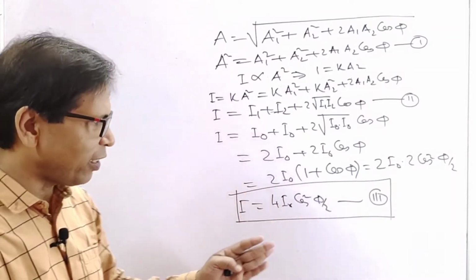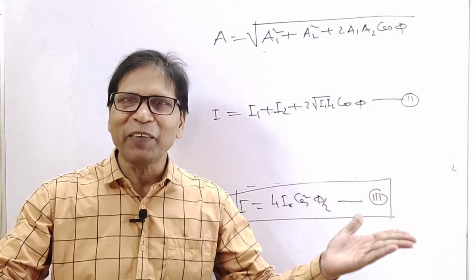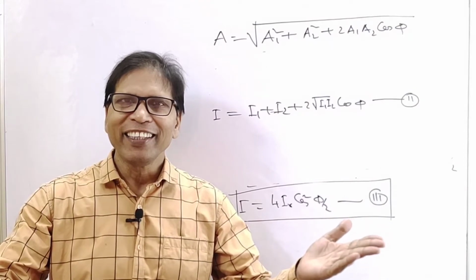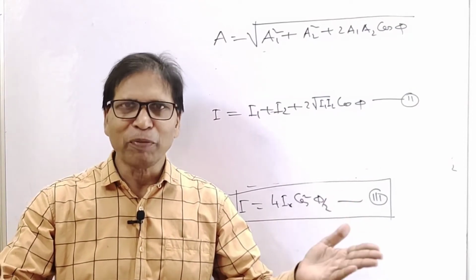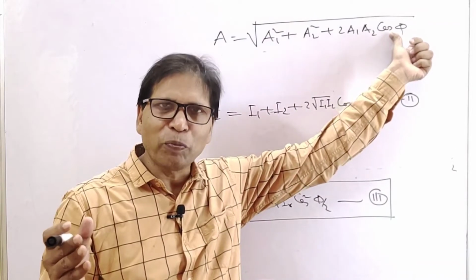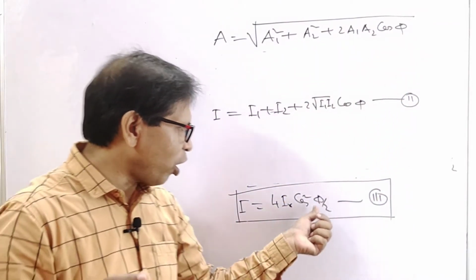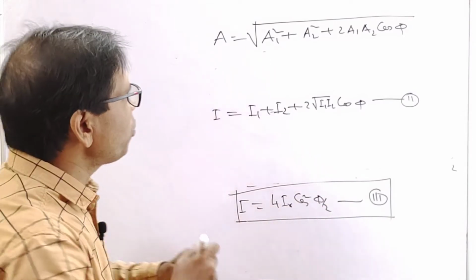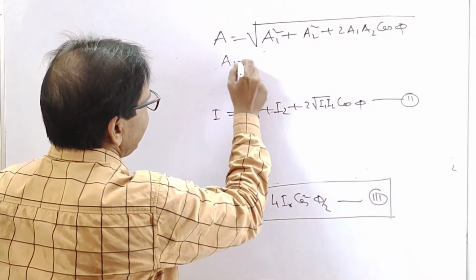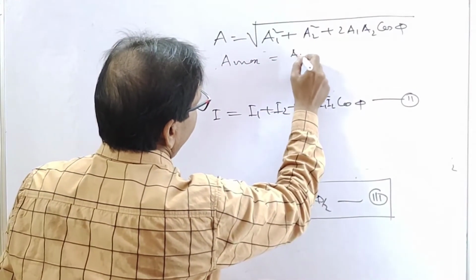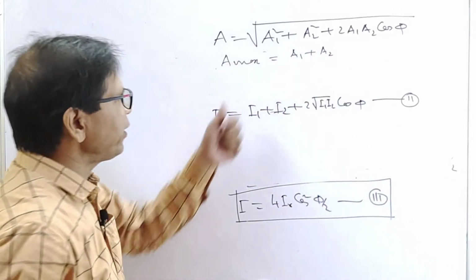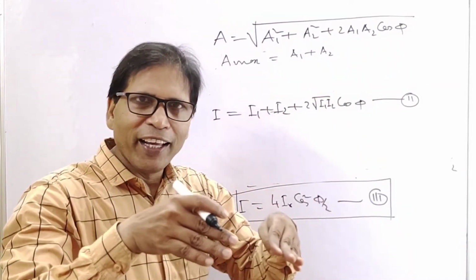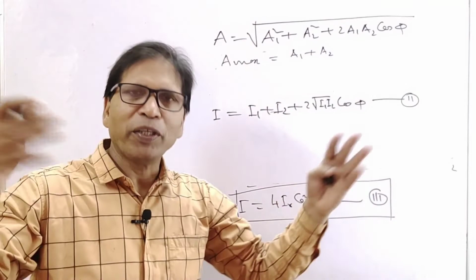Now, special cases. For constructive interference, the phase difference is an even multiple of pi, that is 0, 2 pi, 4 pi. We know cos 0 or cos 2 pi equals 1, and cos pi equals minus 1, so minus 1 squared is 1. So here A max becomes A1 plus A2, because A1 square plus A2 square plus 2A1 A2 is a perfect square, therefore the square root is omitted.